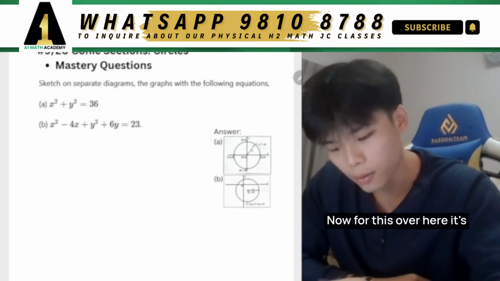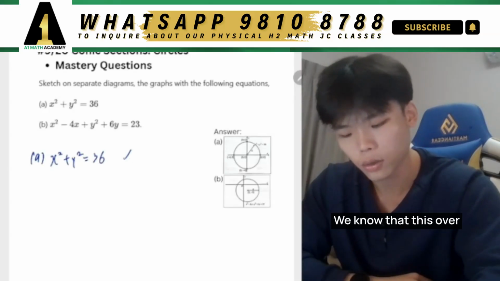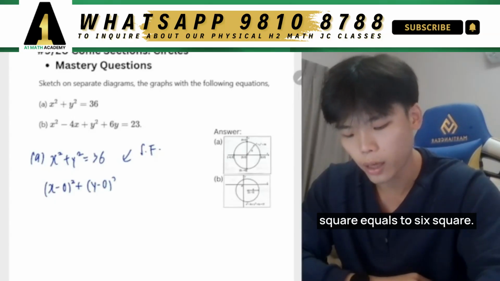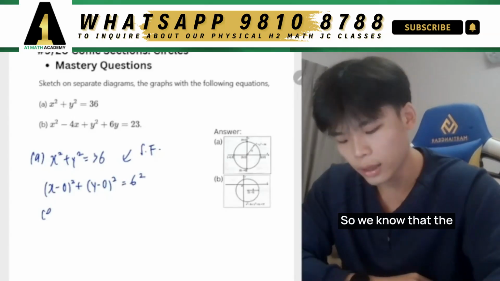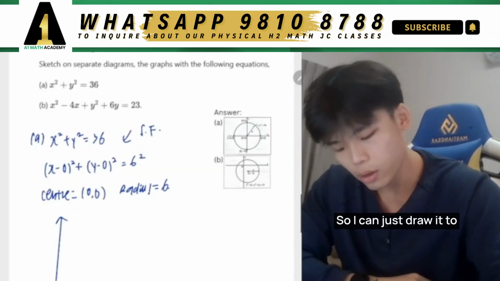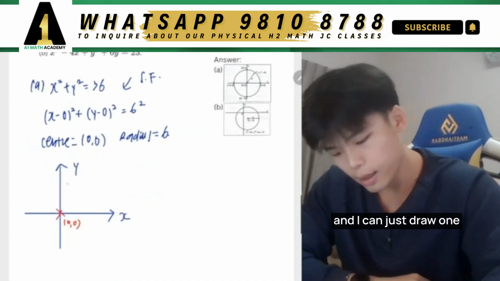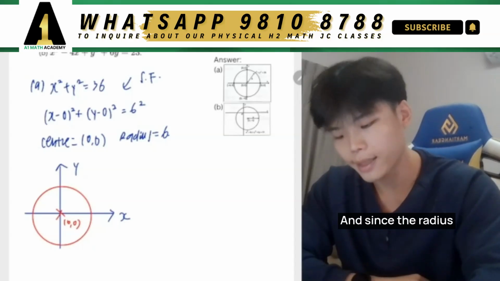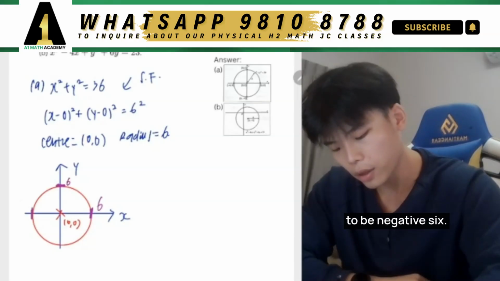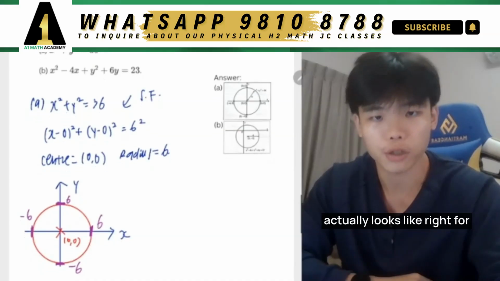For part A, x² + y² = 36, it's very easy to draw. We know that this is the standard form, and you can write it as (x − 0)² + (y − 0)² = 6². So we know that the center is (0, 0) and the radius is 6. I can just draw it like that. This is my y-axis, this is my x-axis. The center is here at the origin, and I can draw one circle like that passes through everything. Since the radius is 6, I will expect over here to be positive 6, over here to be positive 6, over here to be negative 6, and here to be negative 6, because that's the radius. So this is how the graph looks like for A.